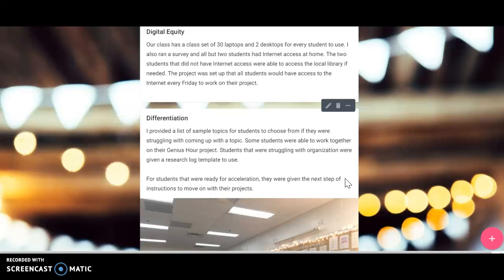Digital equity: all but 2 of my students have internet access at home. I worked very closely with the 2 students that didn't and either allowed them to come early for tutoring or after school, so that way they would have access if they couldn't go to the local library.